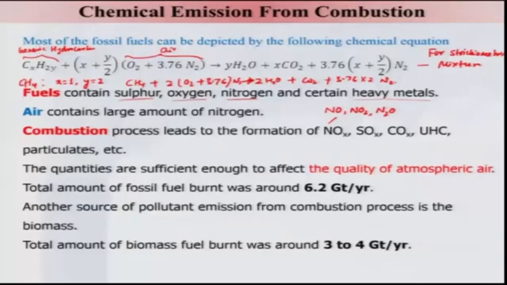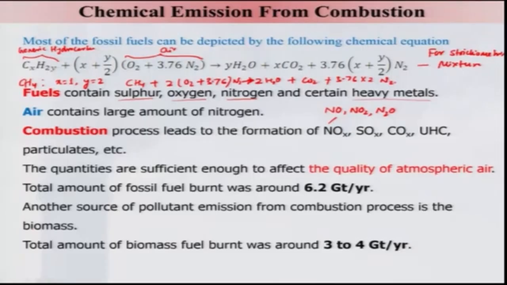So, let me give you some numbers which may not be very accurate, but you can say the total amount of fossil fuel burned was around 6.2 gigaton per year. Now, if you look at 1 kg of methane, you get a large amount of carbon dioxide. So, the carbon dioxide formed due to the burning of 6.2 gigaton per year will be at a much higher level.